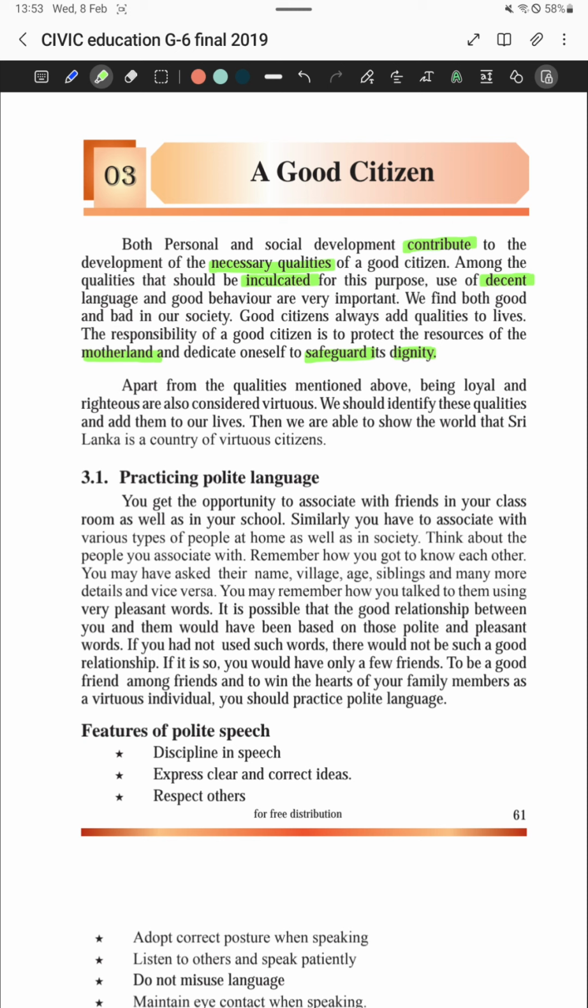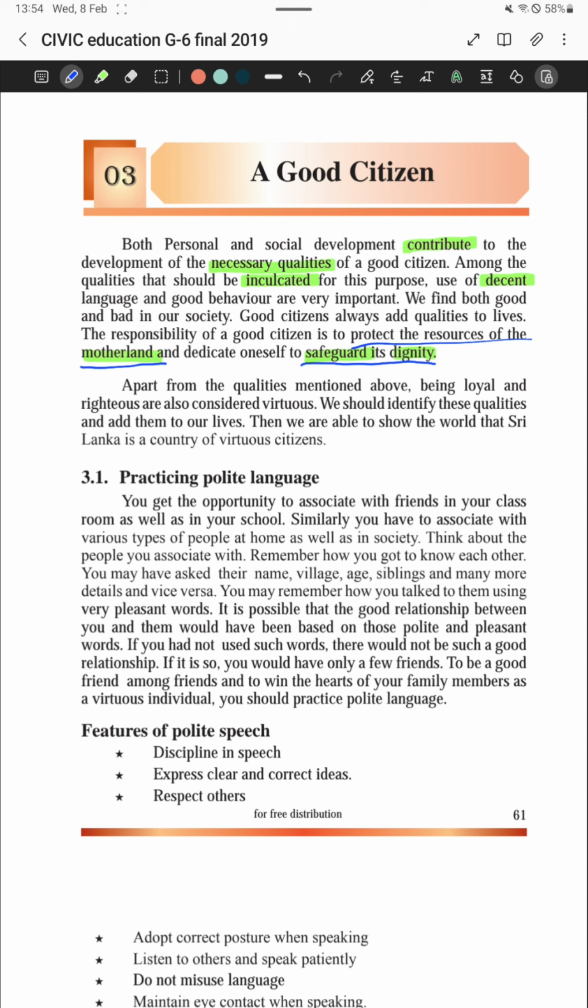And also, if you are a good citizen, it is a responsibility for you to protect the resources of the motherland, right? So that is a special case for you to know. You must protect the resources of the motherland. You know that you must protect your trees, environment, nature, right? Everything you must protect, and also you must dedicate oneself to safeguard the dignity, right? If you are in my school, you have to protect my school's dignity, the name, the goodwill, right? So you must definitely refer to your dictionary and find the meaning, right?